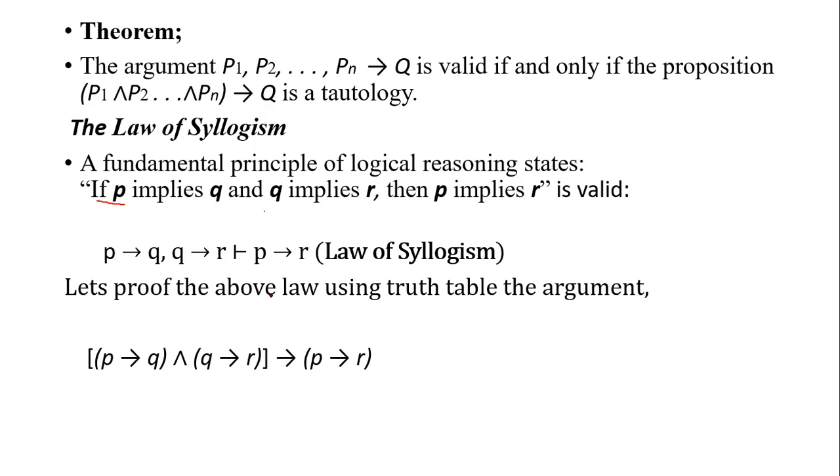So let's prove the above law using a truth table for the argument. So we have P implies Q and Q implies R, all implies P implies R. So we can draw the truth table to check if it is true that if P implies Q and Q also implies R, therefore P also implies R.